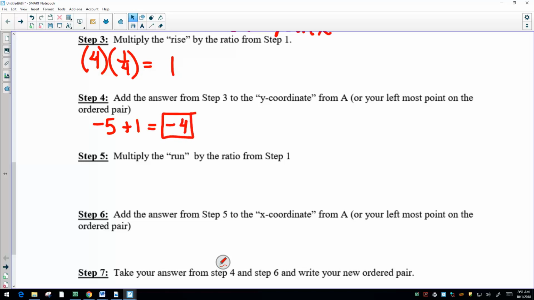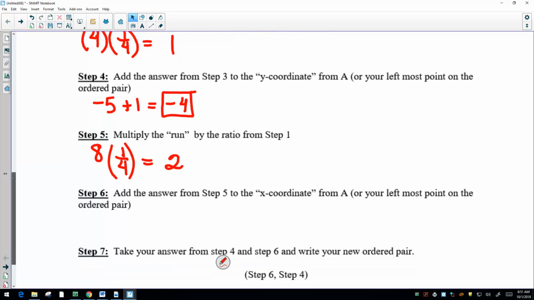Okay, we're going to do the same thing. It's just this time we're going to multiply the run by the ratio. Okay, so the run that we had, that change in our x value, was a total of 8. And I'm going to multiply that run by our ratio, meaning I only want a quarter of that run. I only want a quarter of the change in our x values. And that's going to give us a 2.